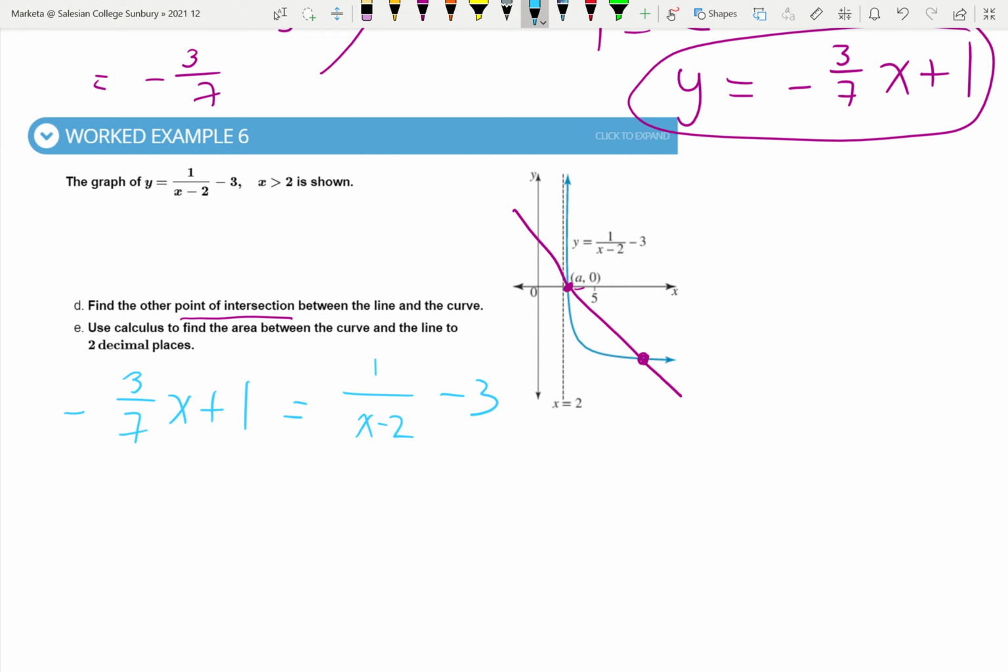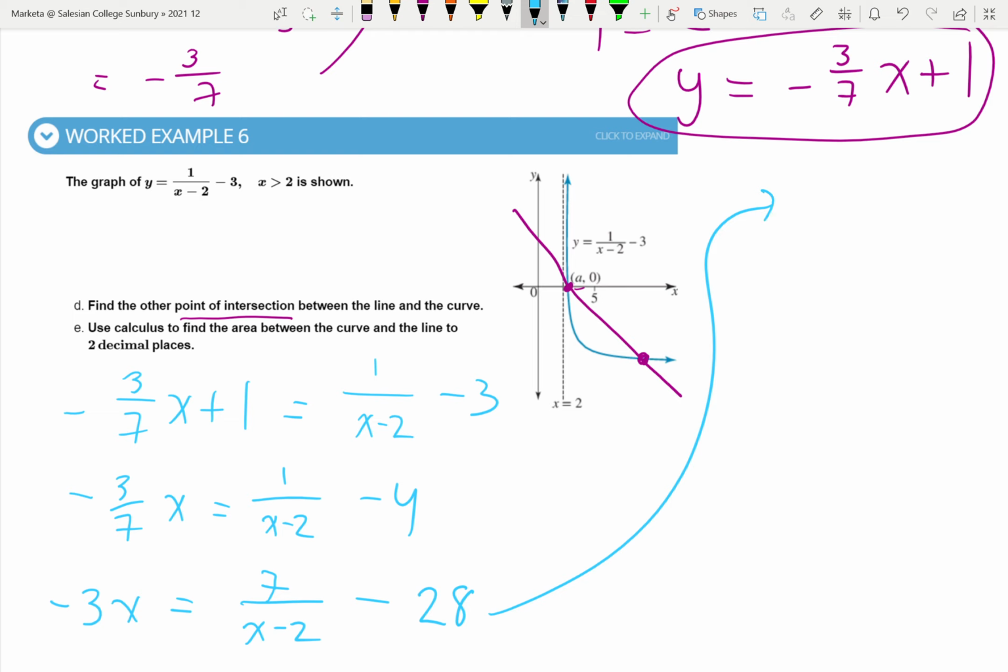So let's see, this is not going to be so pleasant. Let's -1 on both sides. -4. And then let's multiply everything by 7. So -3x equals 7 over x minus 2 minus 7 times 4 is 28. Now let's multiply everything by x minus 2.